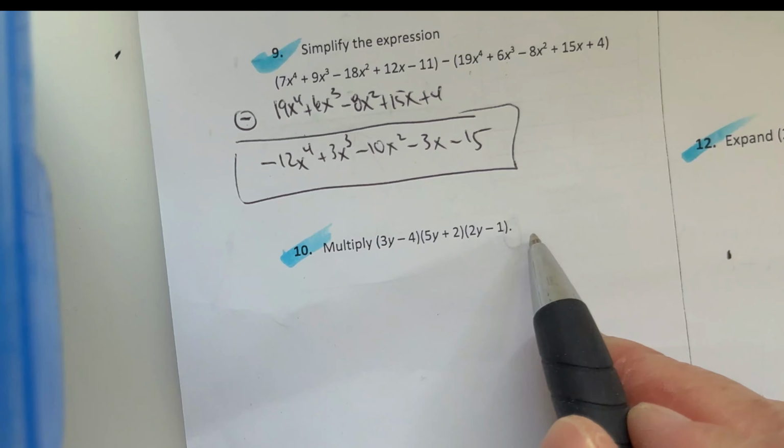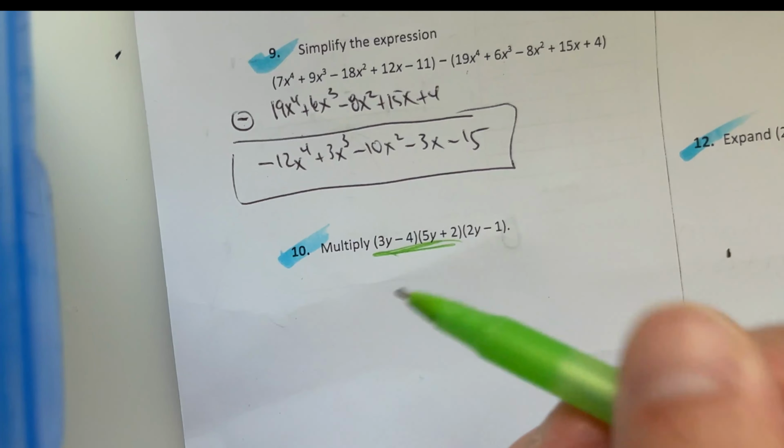Number 10, I'm going to multiply these. I'm going to multiply these two first.